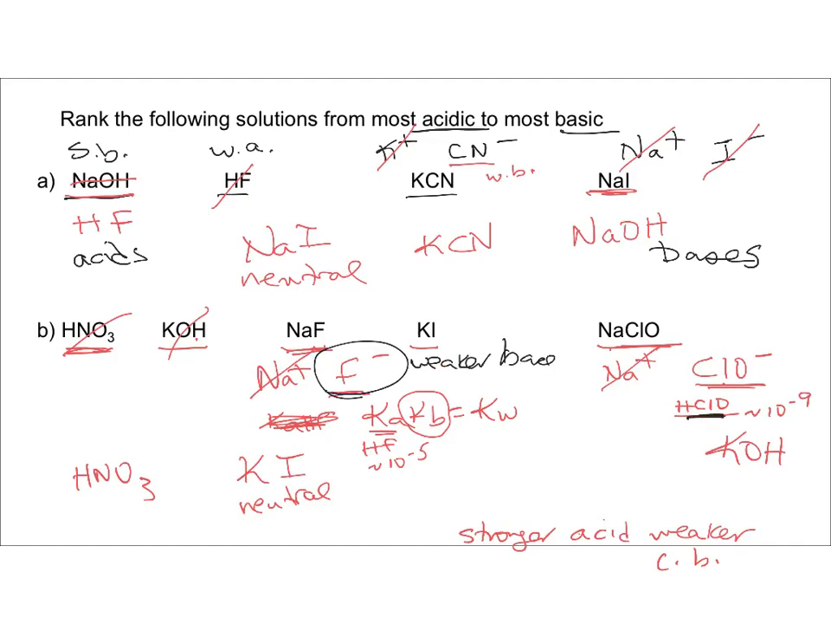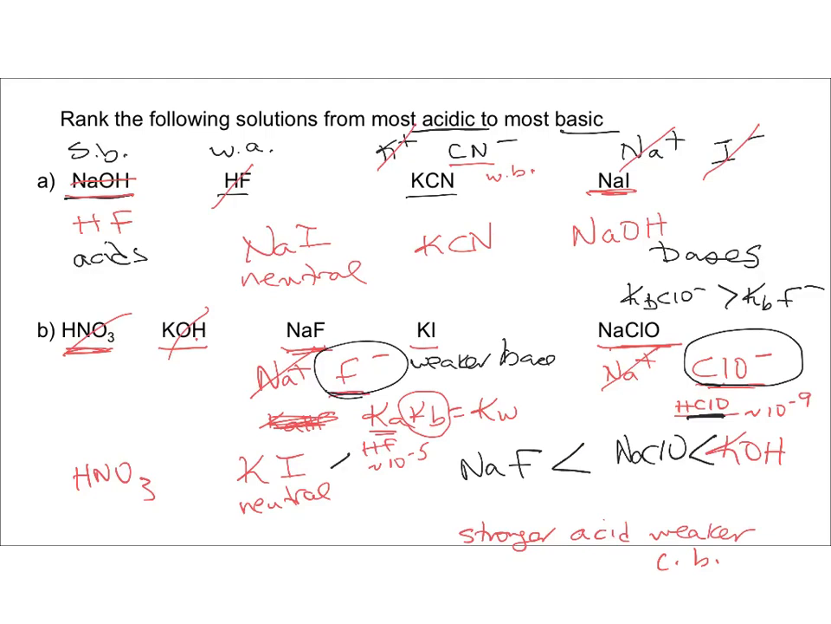HClO is a weaker acid, therefore ClO minus is going to be a stronger base. So this is going to have a larger Kb. So the Kb for ClO minus is going to be greater than the Kb for F minus. And so NaClO is going to be here, and NaF is going to be here, with the most basic going down to the least basic, or most acidic to the most basic.